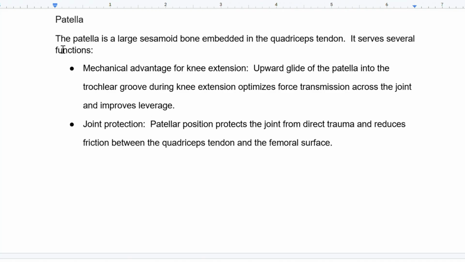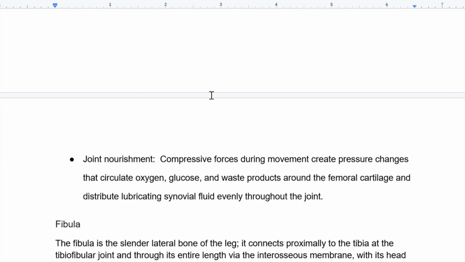Okay. The patella is a large sesamoid bone embedded in the quadriceps tendon. It serves several functions. Mechanical advantage for knee extension. The upward glide of the patella into the trochlear groove during knee extension optimizes force transmission across the joint and improves leverage. Joint protection. Patellar position protects the joint from direct trauma and reduces friction between the quadriceps tendon and the femoral surface.